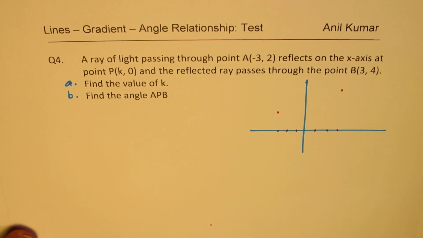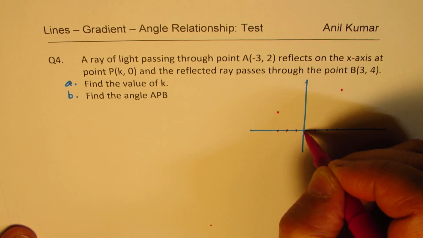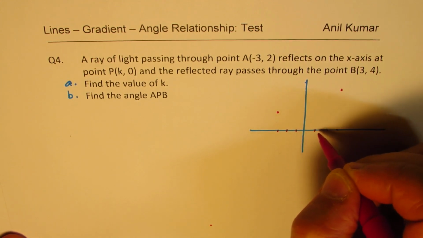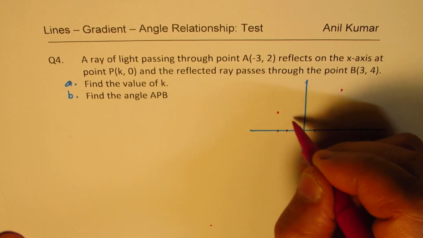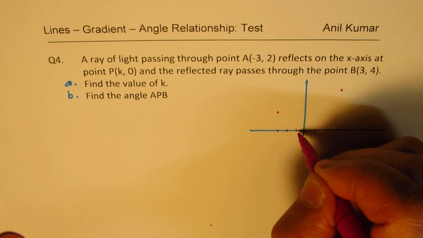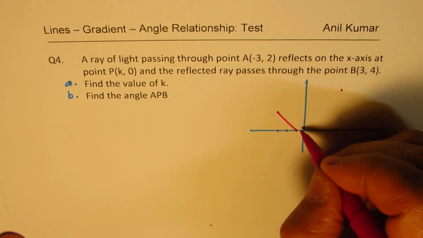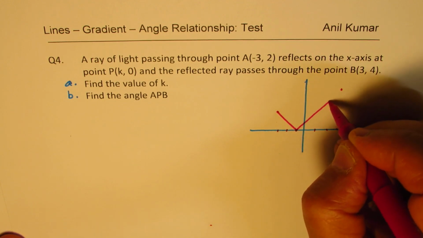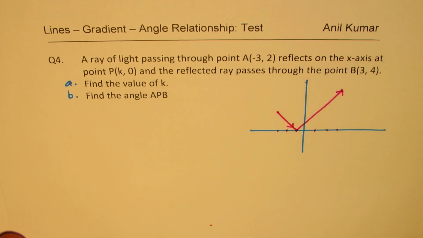Now we really don't know where it is going to cut, so let's just draw at random. But what is important to understand is, let's say we draw like this. We really don't know whether this is right or wrong, but that is reflection. So this is the ray coming in, and that is how it is getting reflected.